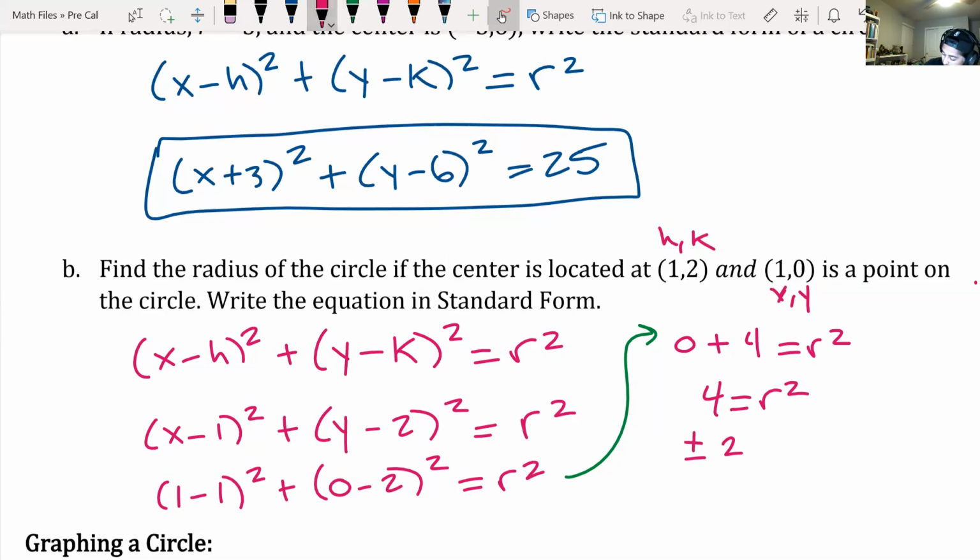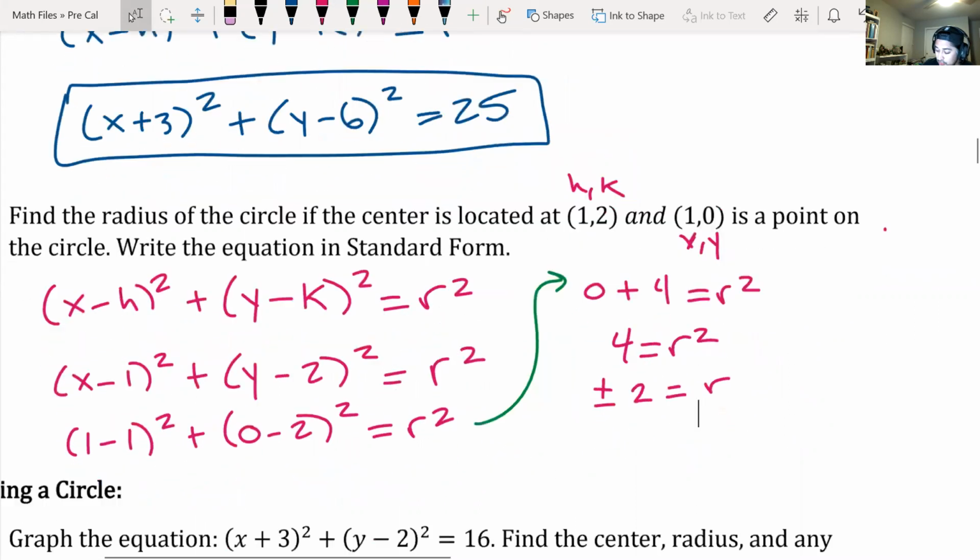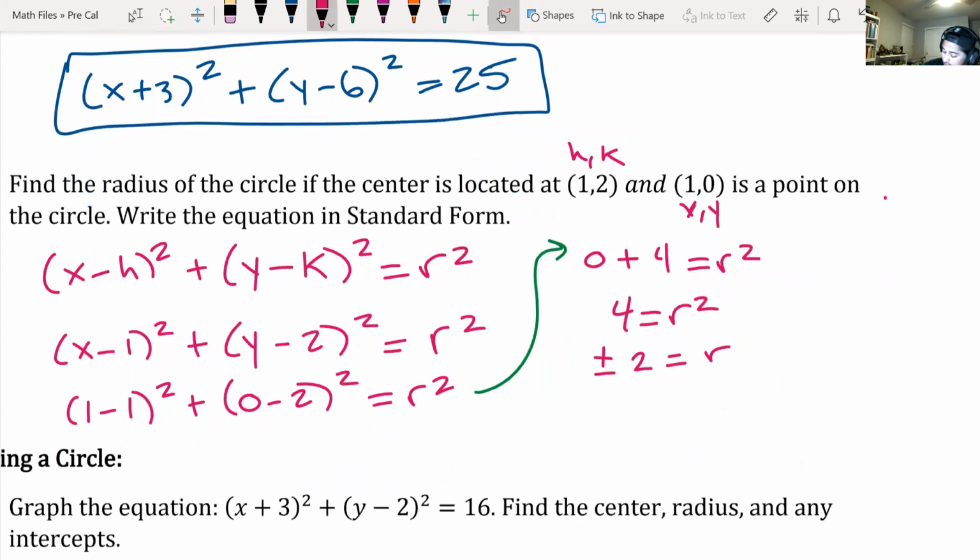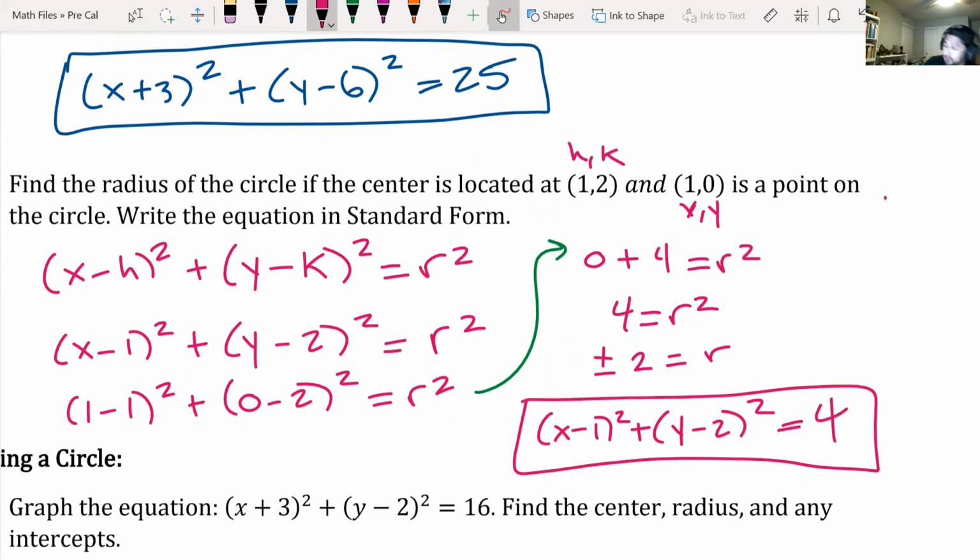Oh, what was that? All right. So this means our radius is positive or negative 2, and then this means we can complete the actual equation of this given circle. So we will have x minus 1 squared plus y minus 2 squared equal to 4. And there it is. All right. Any questions on that?